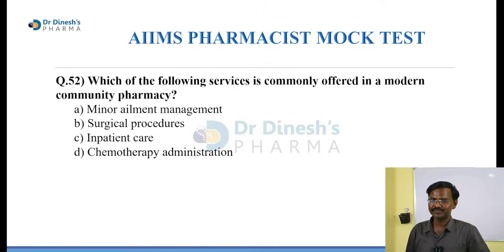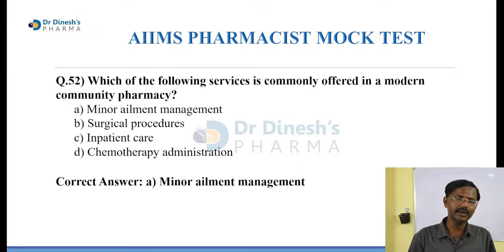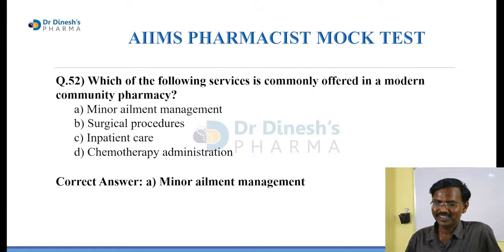Right. Next. Which of the following services is commonly offered in a modern community pharmacy? Minor ailment management, surgical procedures we cannot do, inpatient care is looked after by doctors, and chemotherapy administration. So from these you can easily identify minor ailment management. In India, in some places pharmacists do everything, they even perform surgeries. It is unethical, right?